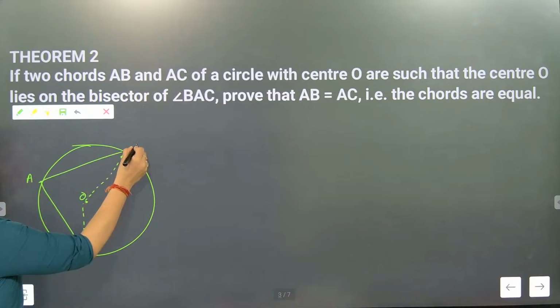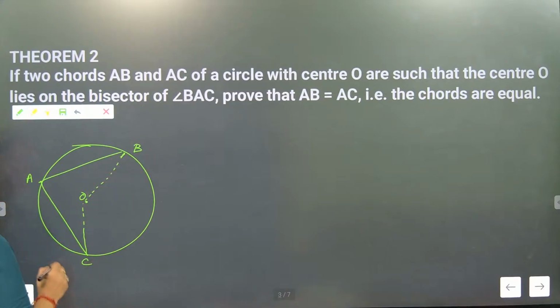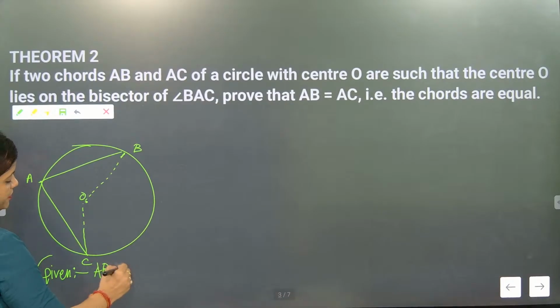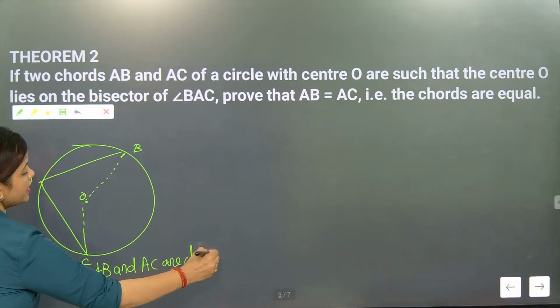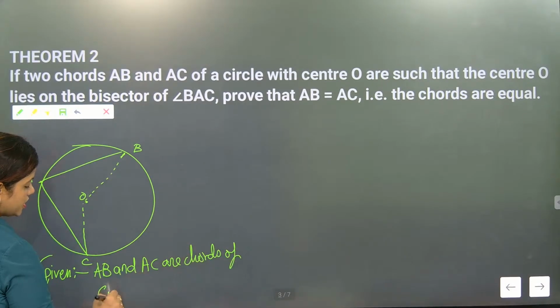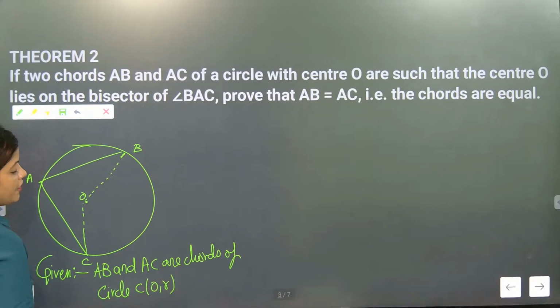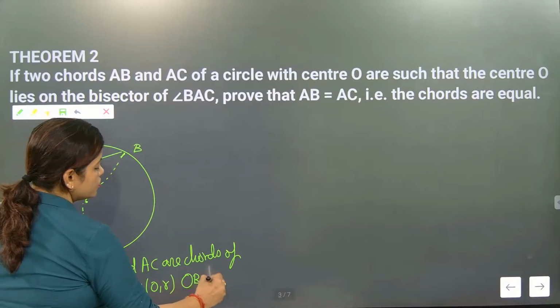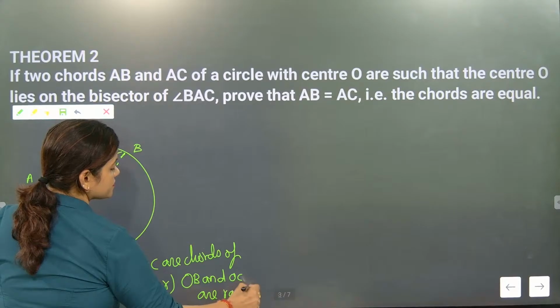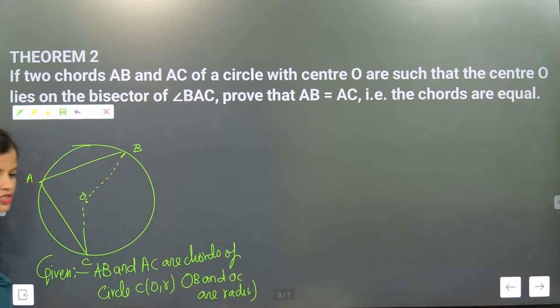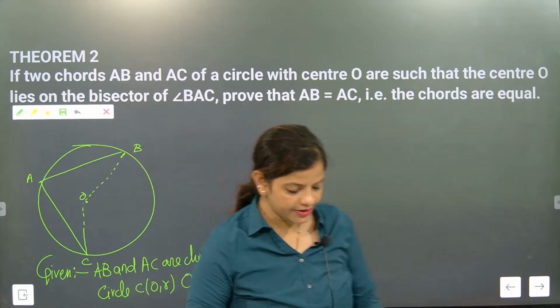This is AB and this is AC. Now, beta, OB and OC are radii of the circle. What is given? AB and AC are chords of the circle with center O and radius R. After that, OB and OC are radii. Understood. OB and OC are what, beta? OB and OC are radii.